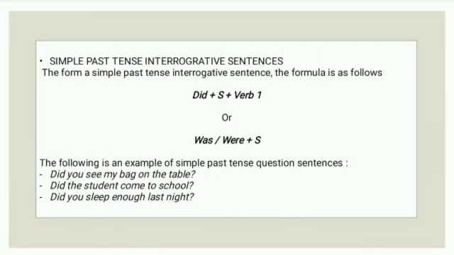Simple past tense interrogative sentences. To form a simple past tense interrogative sentence, the formula is as follows: did plus subject plus verb 1, or was or were plus subject. The following are examples of simple past tense question sentences. Did you see my bag on the table? Did the student come to school? Did you sleep enough last night?